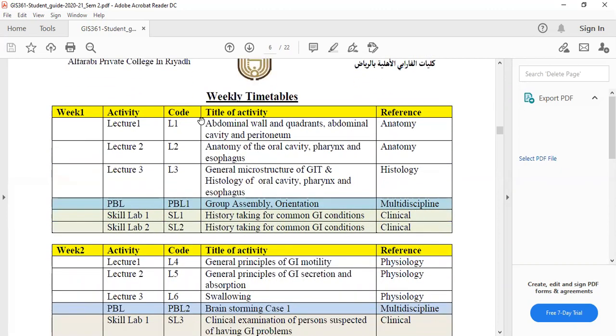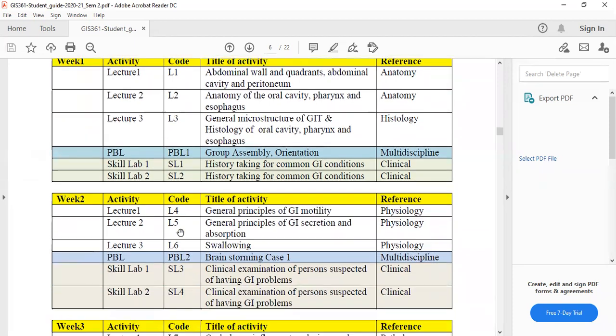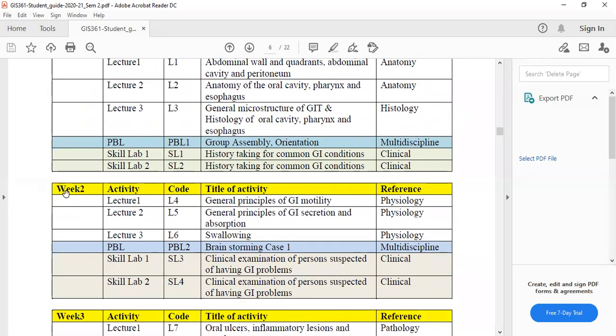Today's topic is lecture 1: the anatomy of the abdominal wall and the quadrants, abdominal cavity and peritoneum. This is the first lecture, and similarly we have the other lectures for this week. I have already shared the timetable. Then here you will have the PBL and clinical skills labs. Then in the next week, this is the second week.